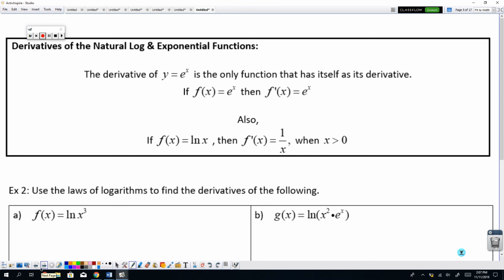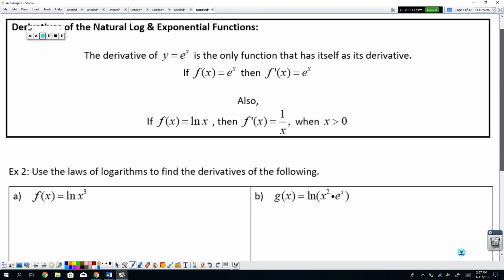Now we have a couple of other derivatives. These derivatives are the natural log and exponential functions. What it says is that the derivative of e to the x is the only function that has itself as a derivative. So basically the derivative of e to the x is e to the x. So really you don't have much work to do at all. If they ask you for the derivative of e to the x, you just state the same exact thing. Now they ask you what the derivative of the natural log of x is. The derivative of the natural log of x is going to be 1 over x.